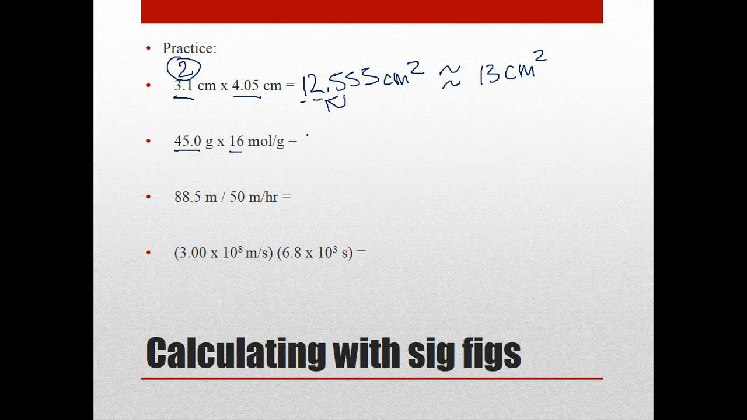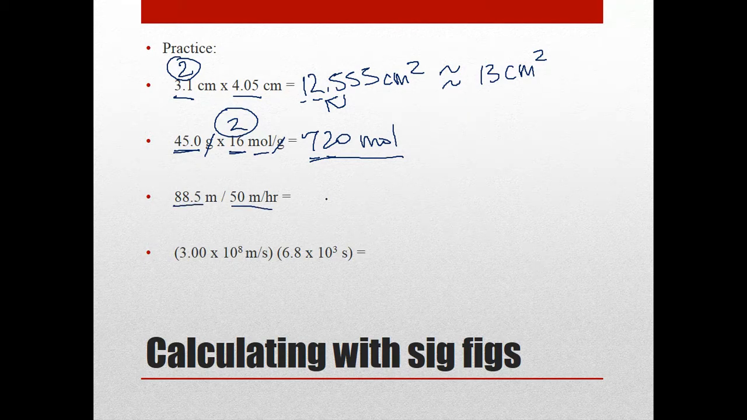45.0 times 16 gives us 720. Our grams cancel out. We're left with moles. We have 3 sig figs. We have 2 sig figs. 2 is less than 3, so our final answer needs 2 sig figs. It already has only 2, so this is our final answer. 720 moles. Do not put a decimal there, though.